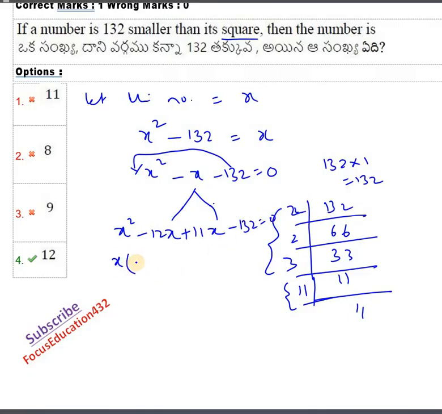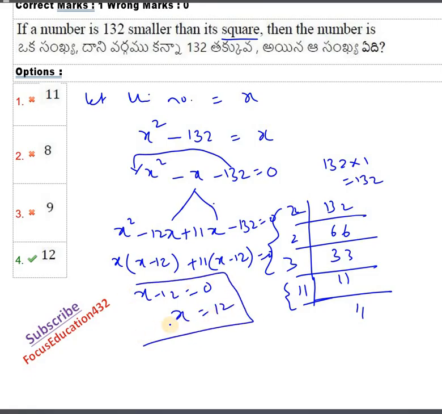Take x as common: x into x minus 12, plus 11 as common, x minus 12 equal to 0. That means x minus 12 is equal to 0, so x is equal to 12. This is one value we are getting for x. Another one we get from x plus 11 equal to 0, which means x is equal to minus 11.